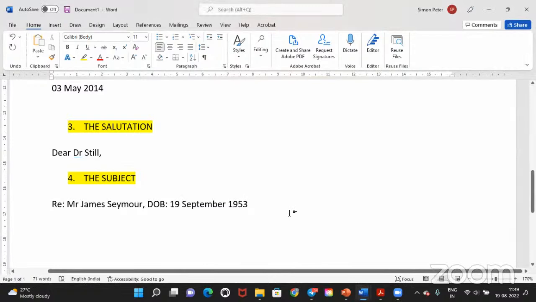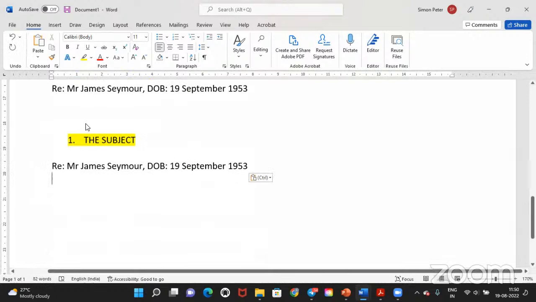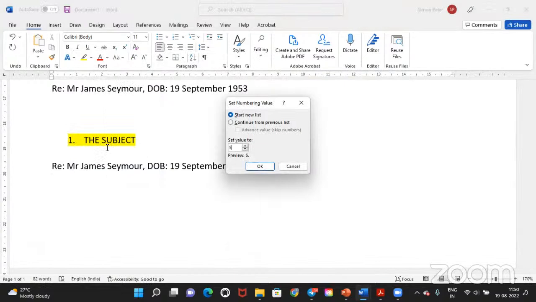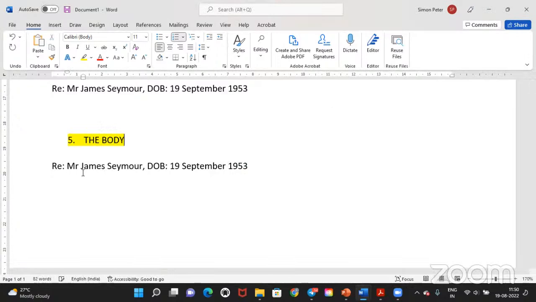All right. Next one is the body of the letter. So set numbering value to 5. That is the body of the letter. This we'll see later. The body of the letter can be the 5 body paragraphs. We'll come back later here. Then next one is the 6th one.